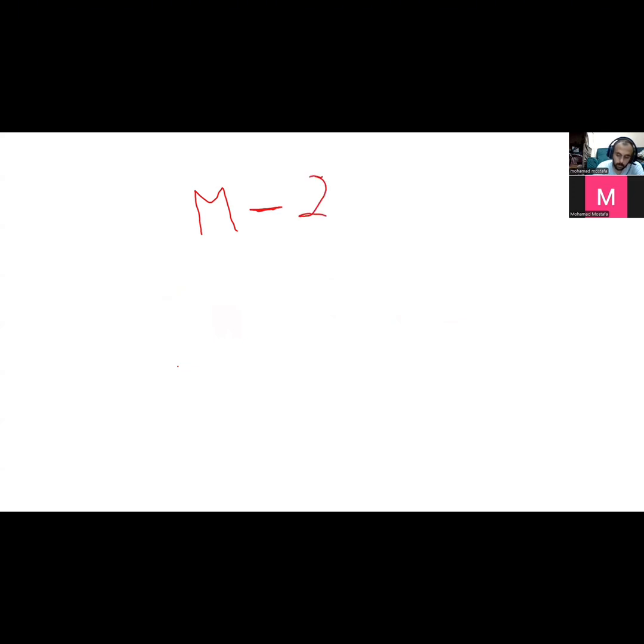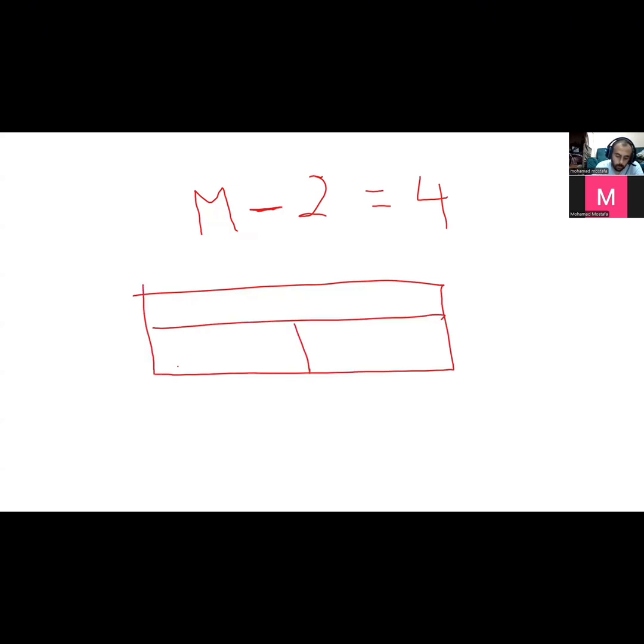m minus 2 equals 4. How can we solve it with the bar model? This is the last one. In the bar model, I have part plus part equals whole. But here I have whole minus part. So write the greater number up, m, because I subtract from m and it gives me 4. So m is the greatest. m minus 2 equals 4. So I have here two numbers together in part plus part. So add them. So m equals 2 plus 4 equals 6.